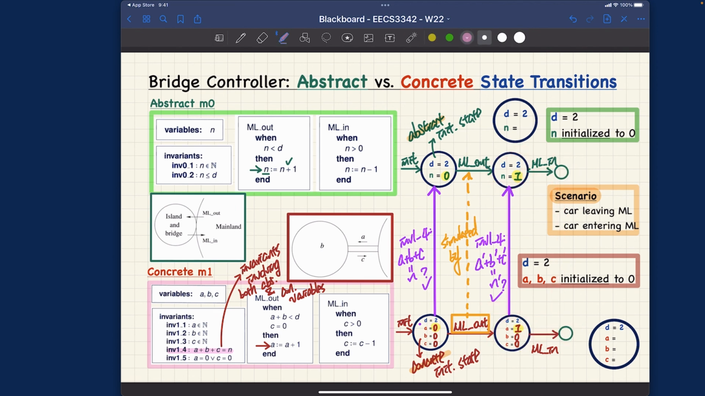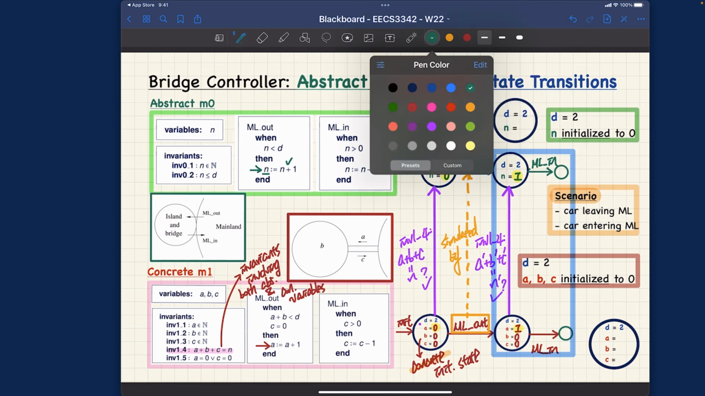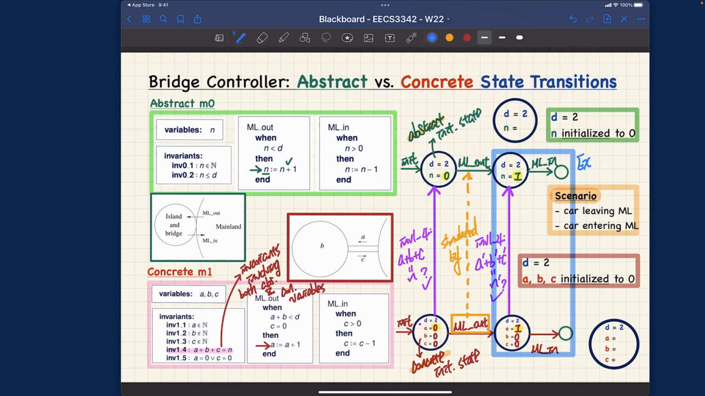Let me just make it more precise for you. This exercise, I would say, is quite important for you to complete. If I can just make this one blue over here, that will be the exercise. So this will be your exercise to show that this abstract version of the MLN simulates this concrete version of the MLN, or equivalently, you want to show that this concrete version of the MLN is simulated by the abstract version of the MLN. All right, so that's all I want to say about abstract versus concrete state transitions.